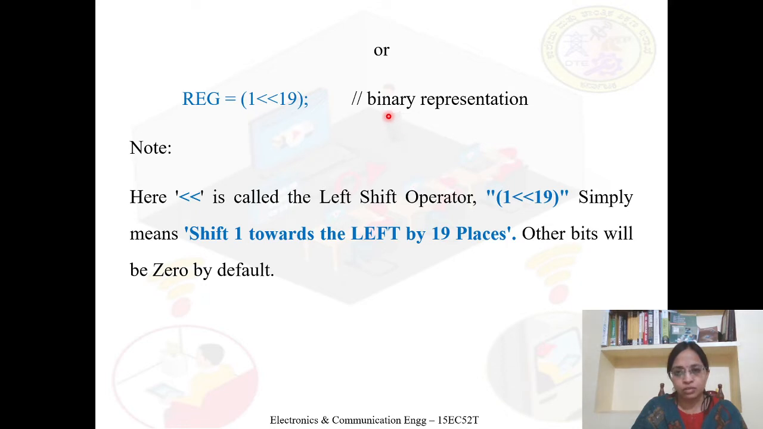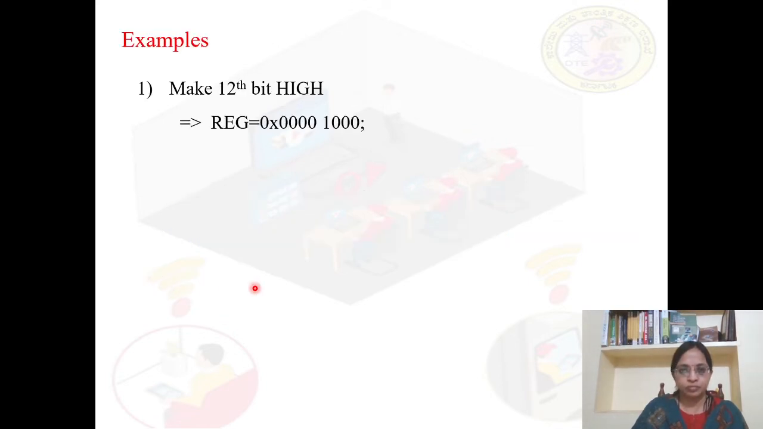So either we can use the hexadecimal representation or we can use the binary representation to make any pin of the GPIO register equal to 1. And by default, all other bits will be equal to 0. When we write such statements, by default, all the other bits will be equal to 0.